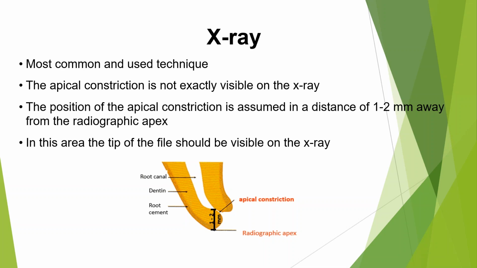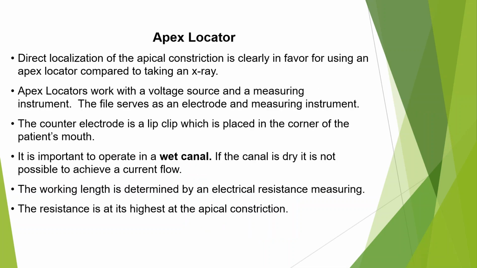This is where, if you go to the next slide, with the advent of the apex locators, like Dr. Gray had mentioned, this just gives you better localization of the apical constriction, and it just gives you a better idea of what working length, a more accurate rendition of what your working length is.